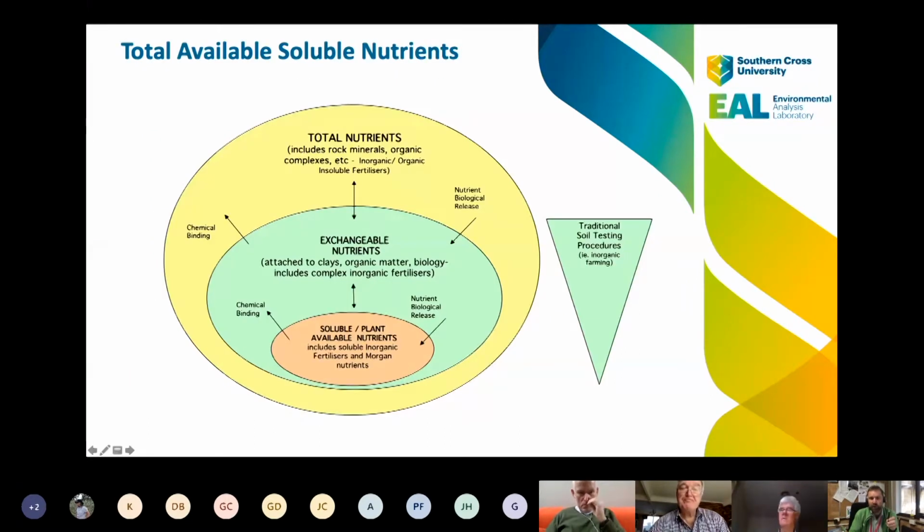Traditional soil testing really just looks at exchangeable nutrients and soluble nutrients. There is another thing we won't talk about a lot today. It's total nutrients. It's in our RA Pack 002. Did you look at total nutrients, Dean?